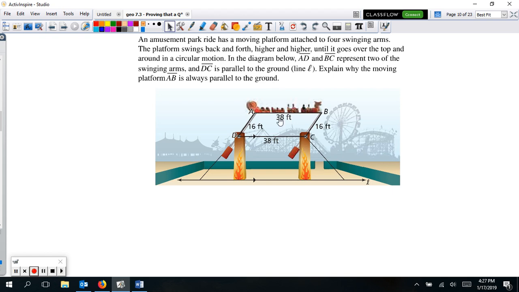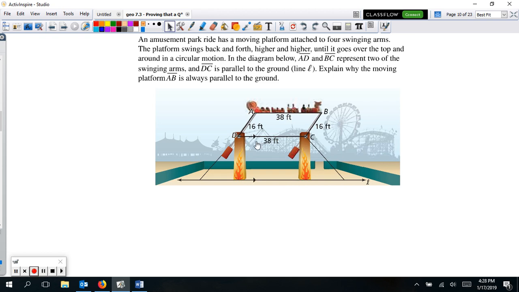And so we can see that because this is a parallelogram, both pairs of opposite sides are congruent: 38 feet and 38 feet here, 16 and 16 over here. So because it's a parallelogram, AB will stay parallel to DC, which will then also in turn stay parallel to the ground.